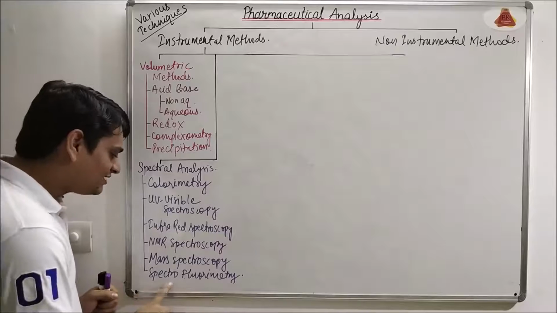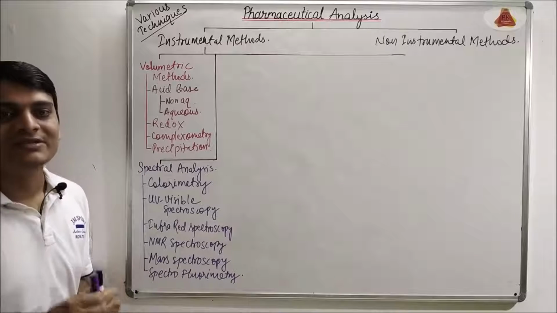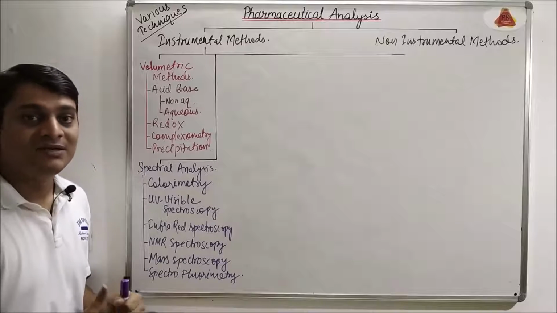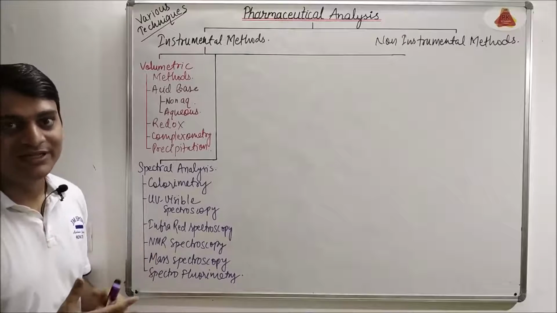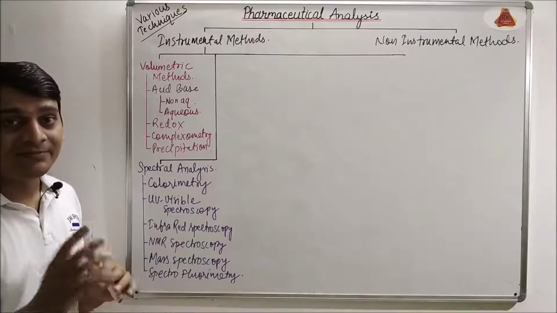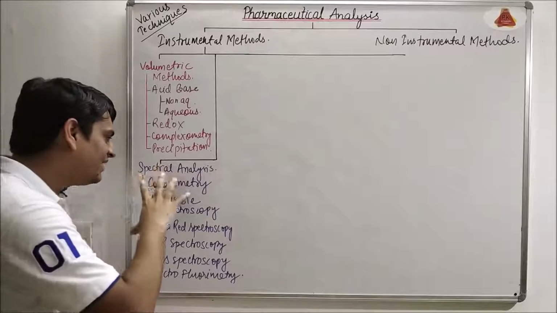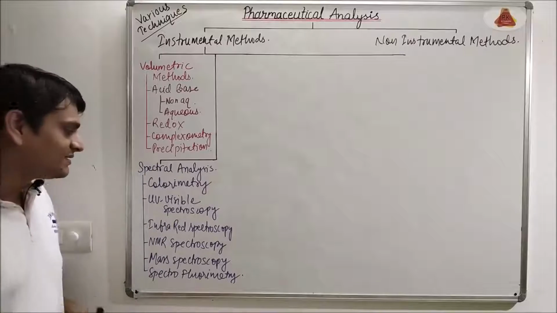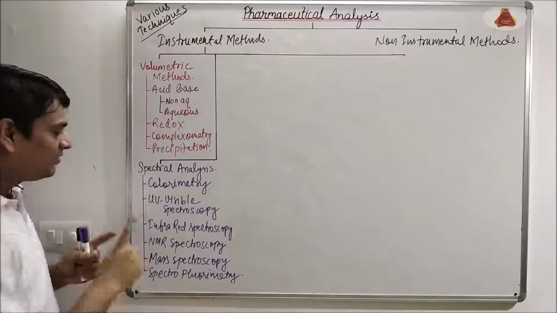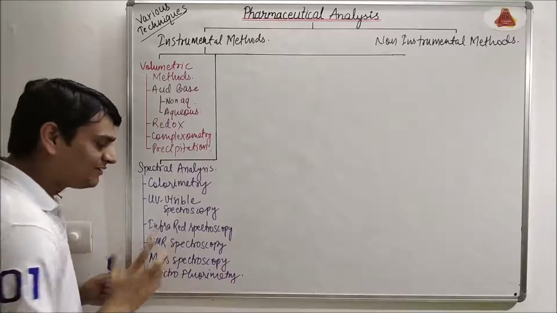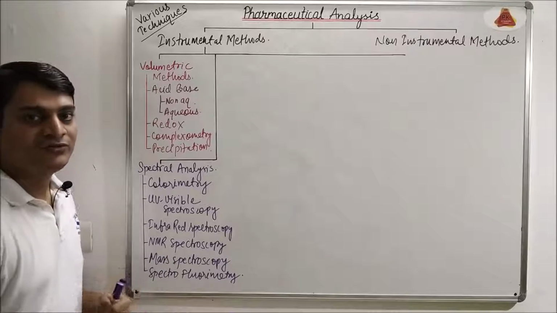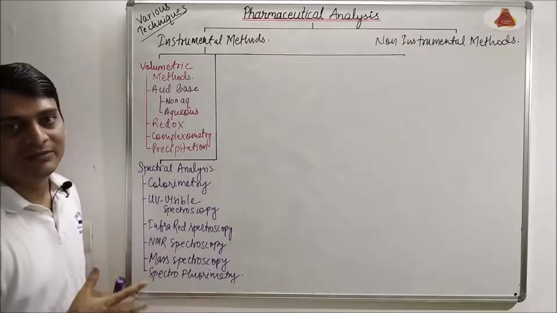By using mass spectroscopy we can determine the mass of the particular compound or analyte. Next one is spectrofluorimetry. By using spectrofluorimetry, we can determine the fluorescence of that particular compound. If our compound is fluorescent active, then we can determine the concentration of that particular compound. So these are the main spectral analytical techniques, and I have already discussed UV visible spectroscopy, infrared spectroscopy, NMR spectroscopy in my previous videos. You can watch those videos, available in my playlist.